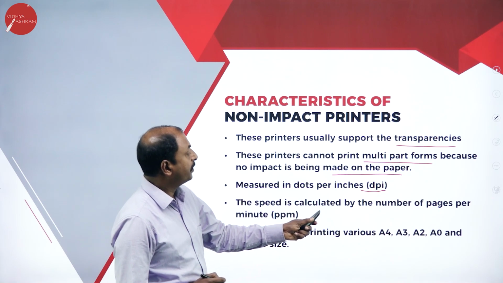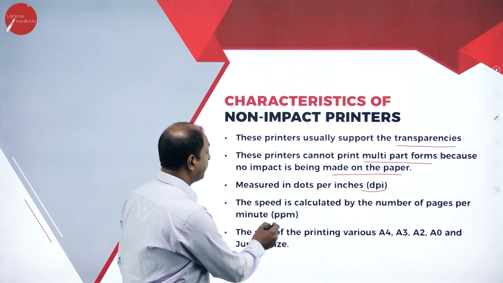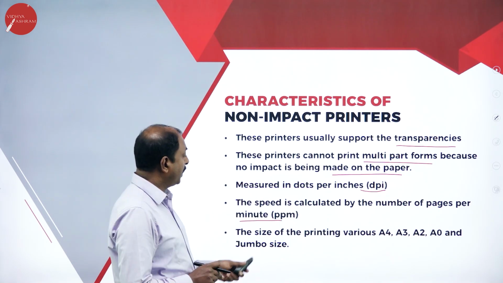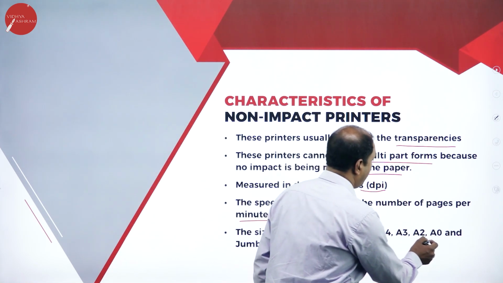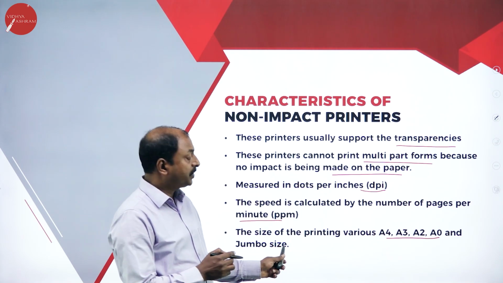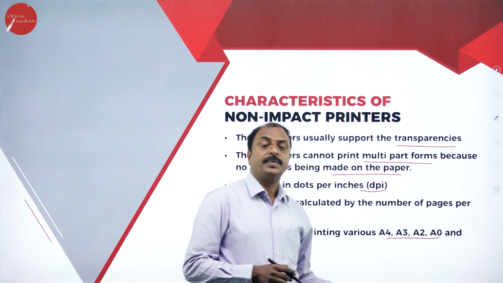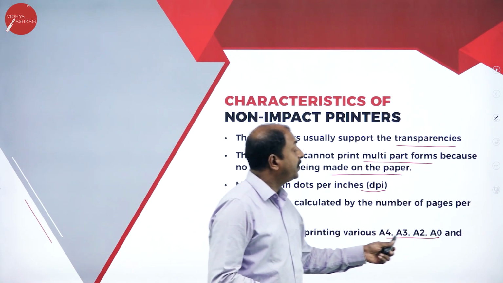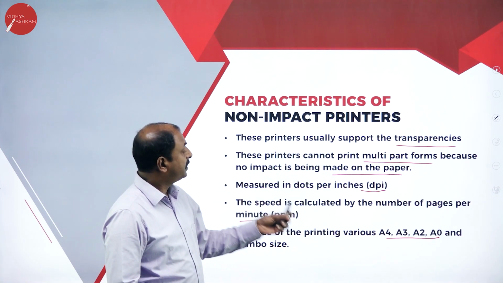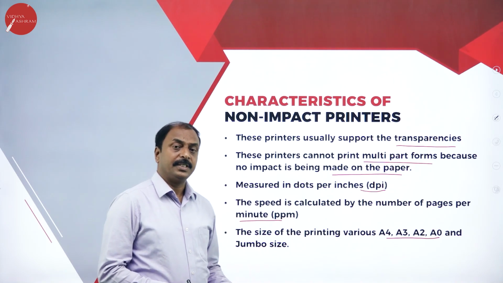The speed is calculated by the number of pages per minute, that is ppm. Now the size of the printing varies from A4, A3, A2 and jumbo size. With the help of non-impact printers, it is possible to get the printout of different sizes. So these are all non-impact printers.